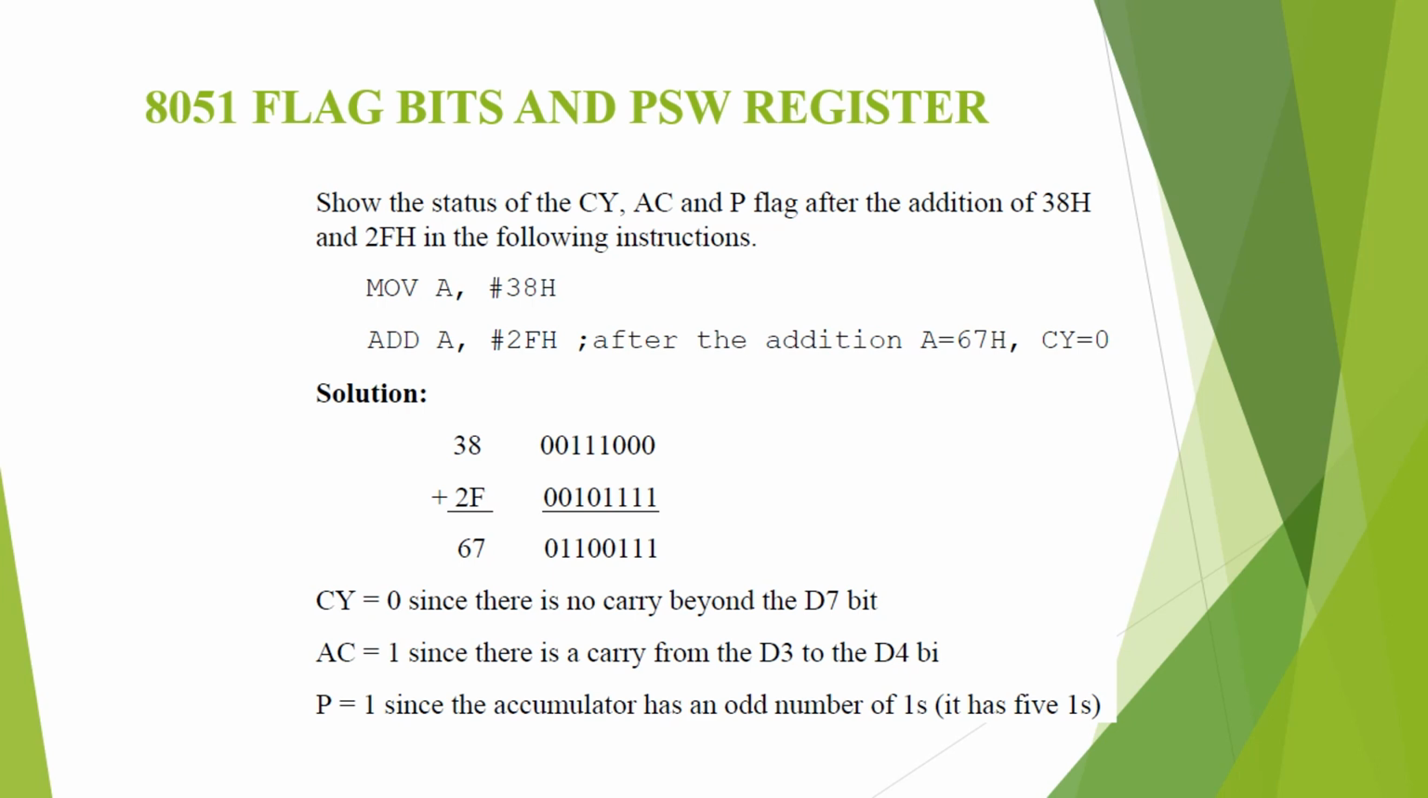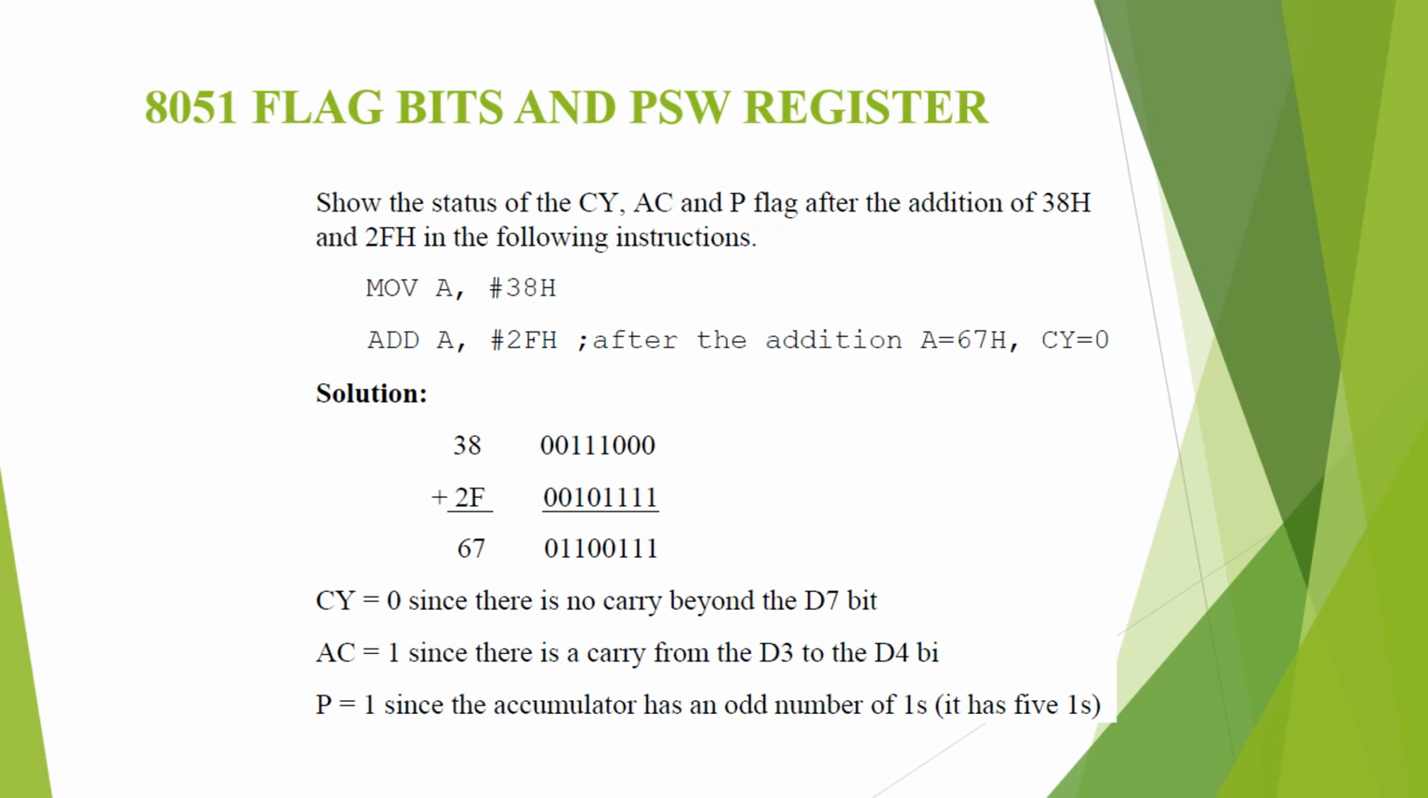MOV A, 38H; ADD A, 2FH. So this code is adding the value 38H with 2FH and storing it in A. So the addition of 38 and 2F results in 67H.